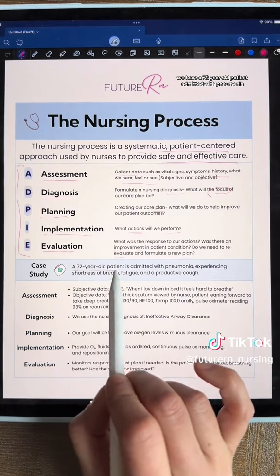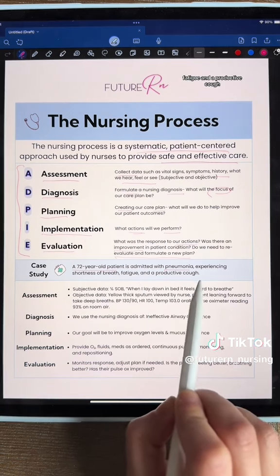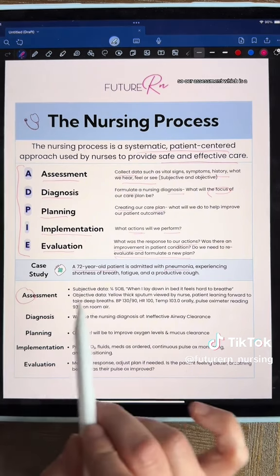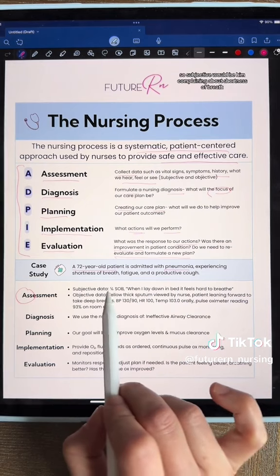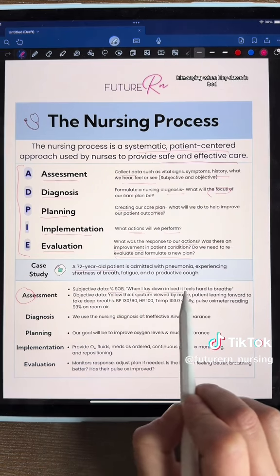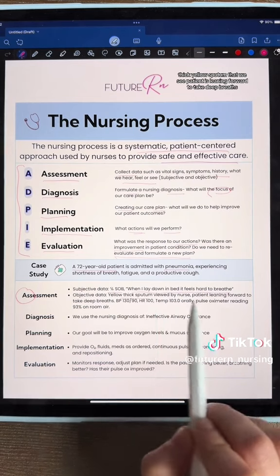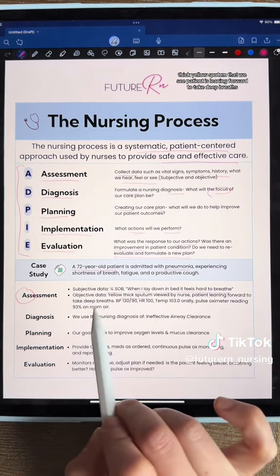We have a 72-year-old patient admitted with pneumonia, experiencing shortness of breath, fatigue, and a productive cough. So our assessment, which is A, is our subjective data. So subjective would be him complaining about shortness of breath, him saying, "When I lay down in bed, it feels hard to breathe." Our objective data: thick yellow sputum that we see. Patient is leaning forward to take deep breaths.